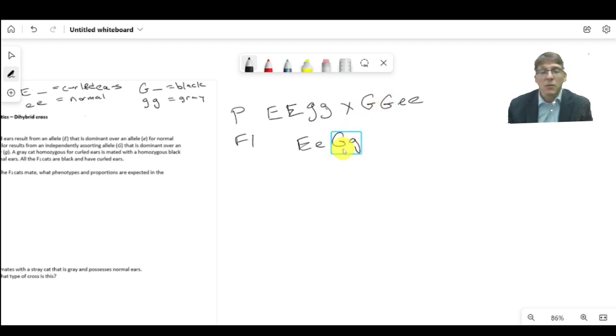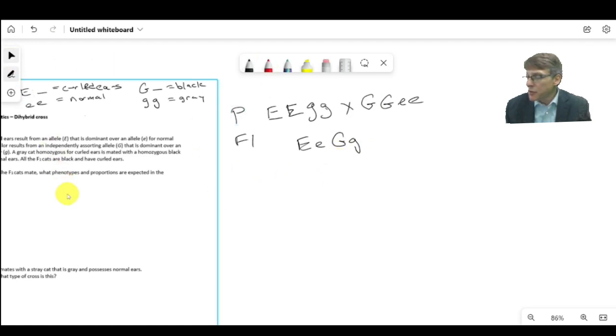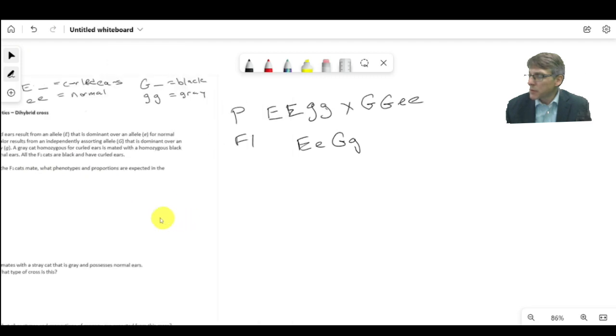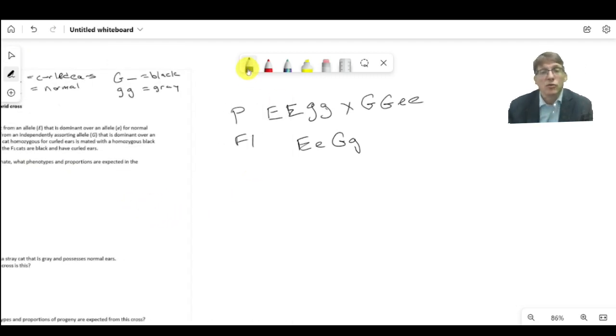So then for the rest of the problem, what we're told is that if two of the F1 cats are mated, what phenotypes and proportions are expected in the F2 generation? So there are two different ways we could go about solving this. There's a really long, drawn-out way, which I'll start to do, but I'm going to stop because I'm going to explain how there's a quick, easy way for us to work this problem out. So what we're going to do is we're going to be taking big E, little e, and big G, little g, one of those F1 cats, and we're going to cross it with another F1 cat.